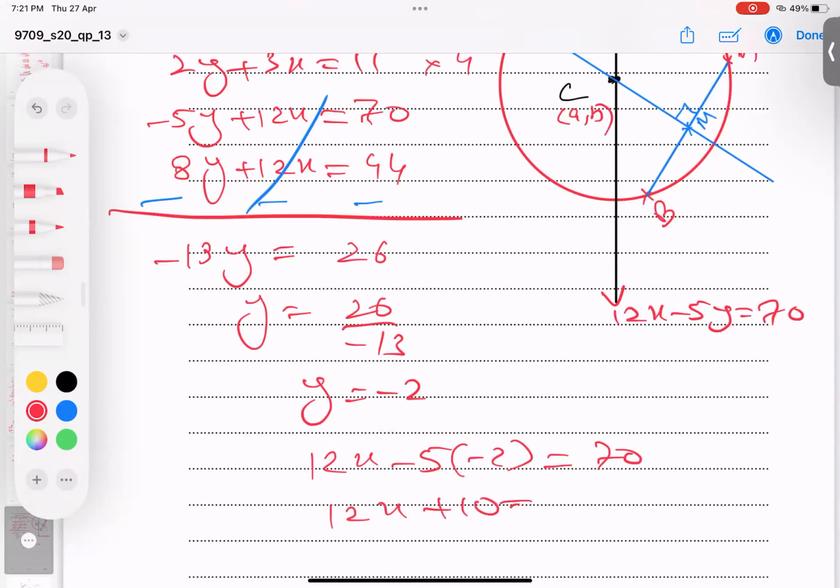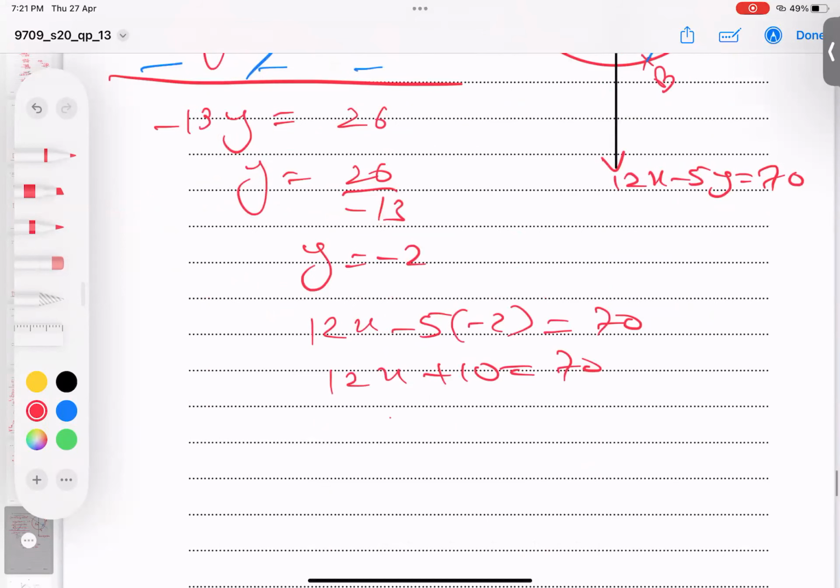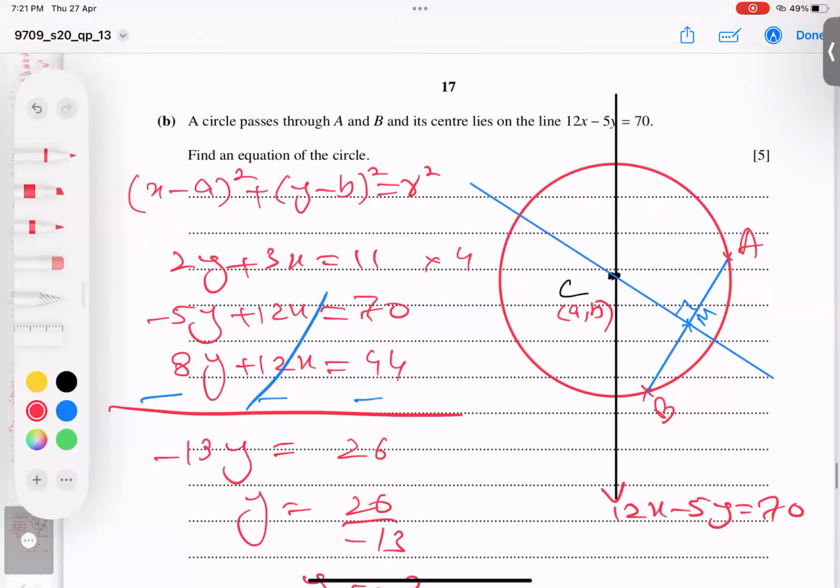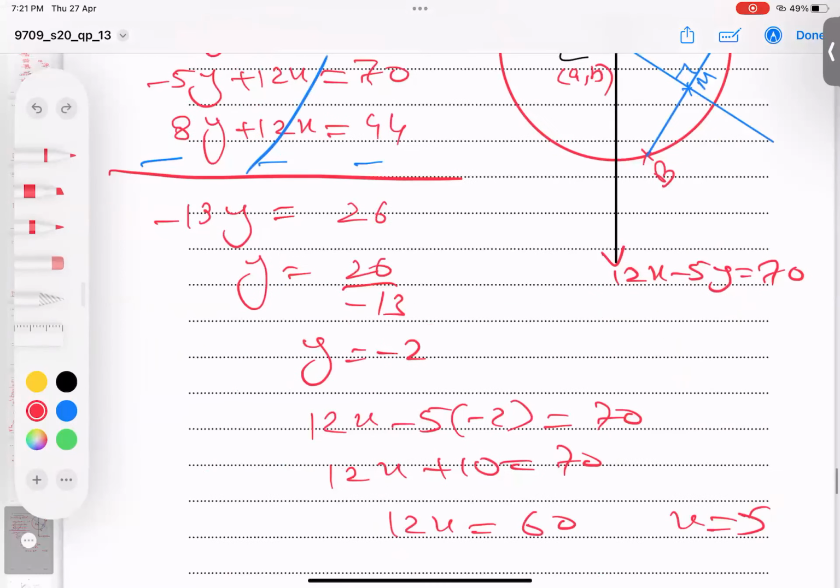12x plus 10 equals 70. The 10 goes there, 12x equals 60, and x becomes 5. I plug in both x and y values because I'm looking for x and y values. For your knowledge, they're intersecting here. So this is the a and b value. This is not x and y. This is called the AB value.